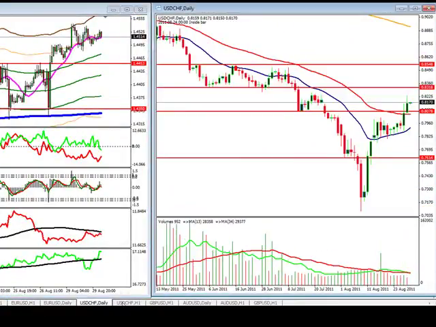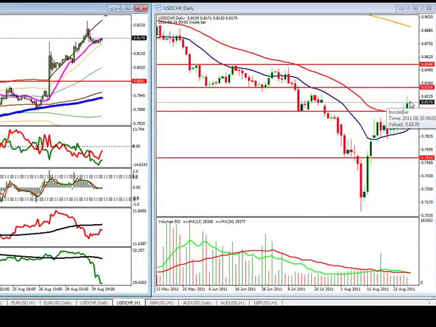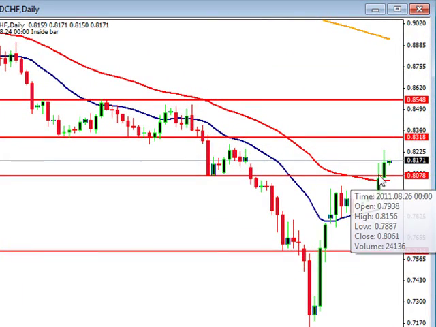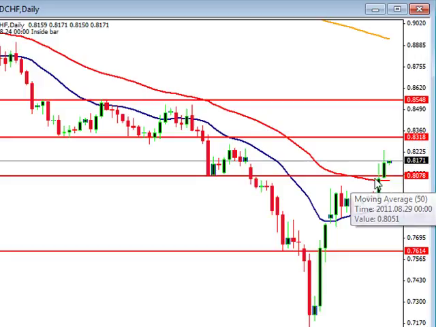Finally, we have the dollar franc. And here we broke into our new range. We said what's going to happen. Yesterday we talked about that. Getting above the 50 moving average, getting into our new price channel, 0.8078 up to 0.8318. And so we'll see.